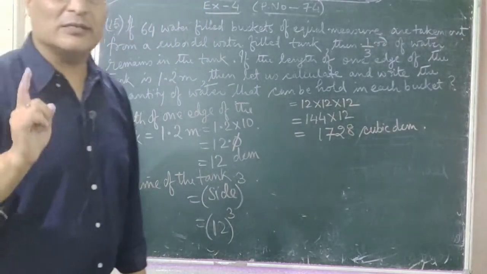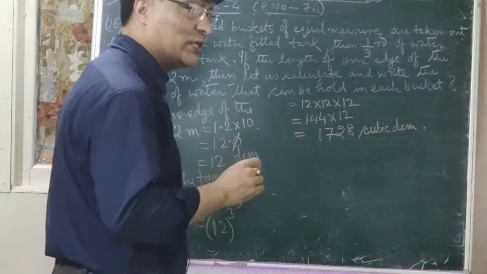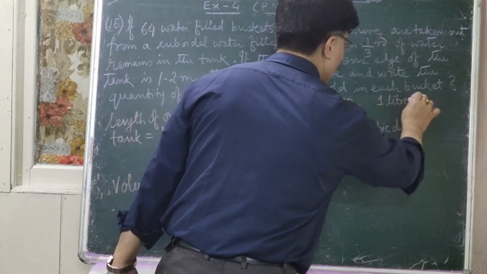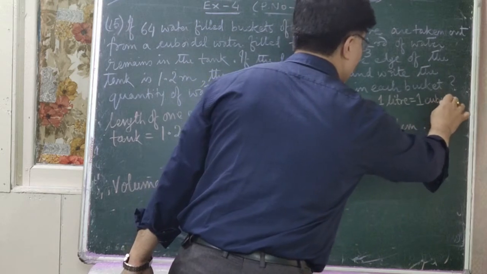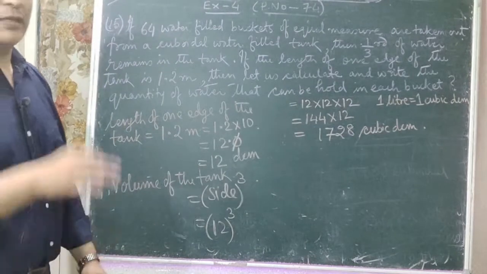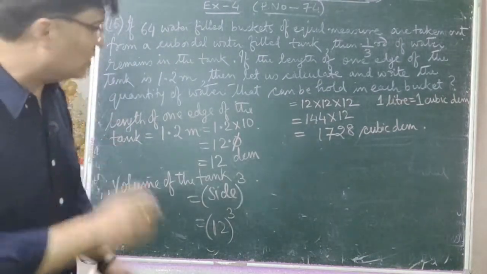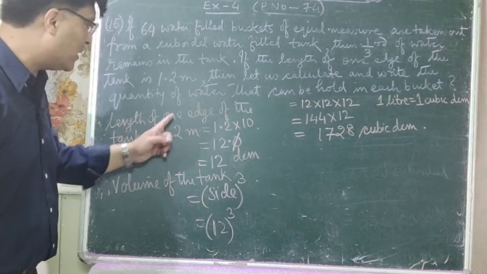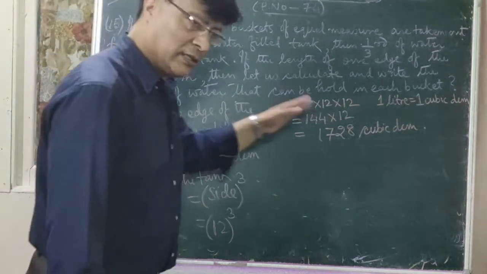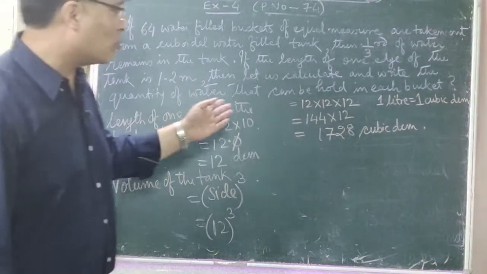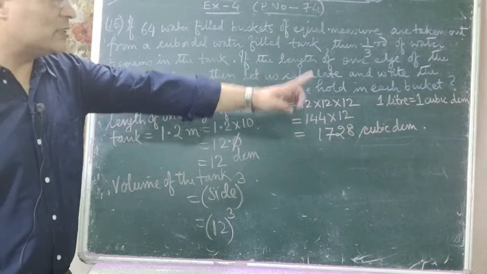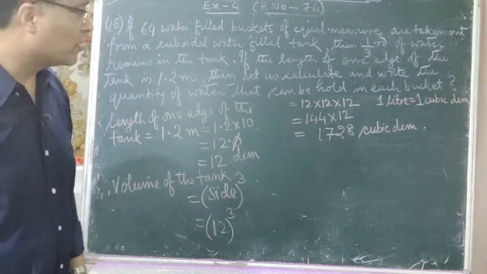1 cubic decimeter is equal to 1 liter. So you should know this relation, right? So 1 liter is equal to 1 cubic decimeter. In order to convert the volume into liter, we have converted this length of one edge of the tank from meter into decimeter, so that after calculating the volume of the tank, we got 1728 cubic decimeter. So you should know that 1 liter is equal to 1 cubic decimeter. You should know this.